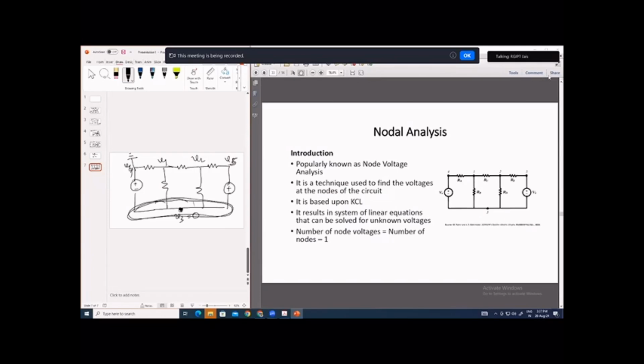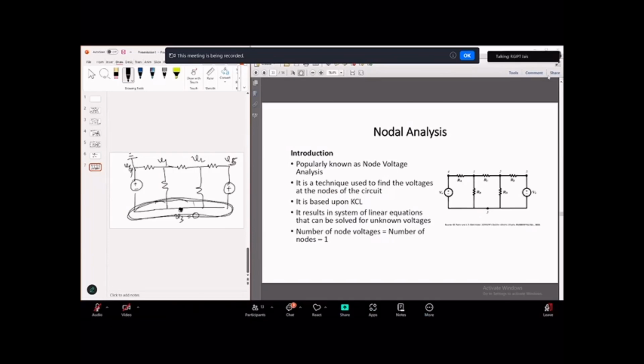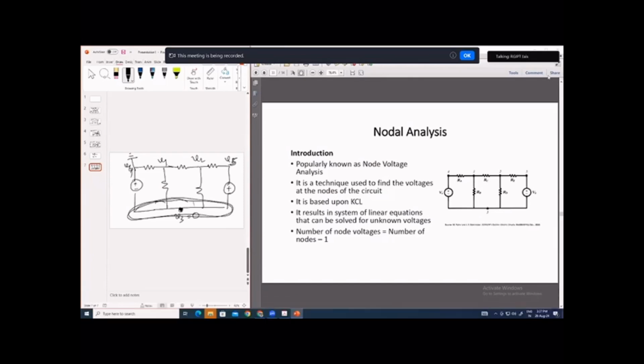So here, which node to choose as a reference? The answer is the node with which, okay, that node you have to consider as the reference node. Why? The reason will be very clear. More number of branches means more number of terms will be there in your KCL equation. To avoid that, the node with which maximum number of branches are connected, that node we consider as the reference node. It makes our job a bit easier.